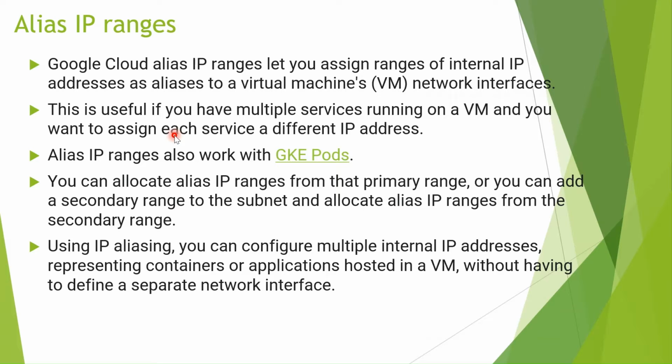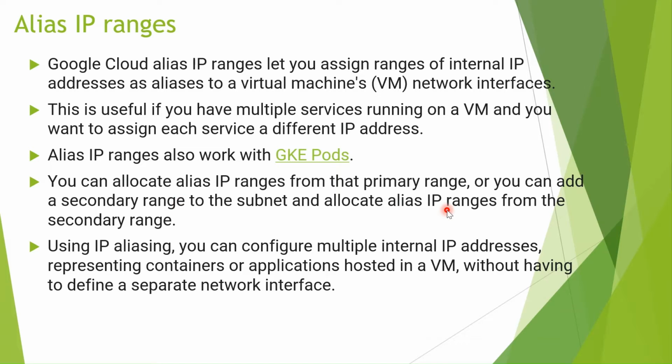So we can use alias IP ranges, and as I told you, it is used for multiple services running on a VM, and we can assign each service a different IP address, and we can even use it with GKE pods also. Basically, pods also run containers inside them, and we can allocate alias IP ranges from the primary range.